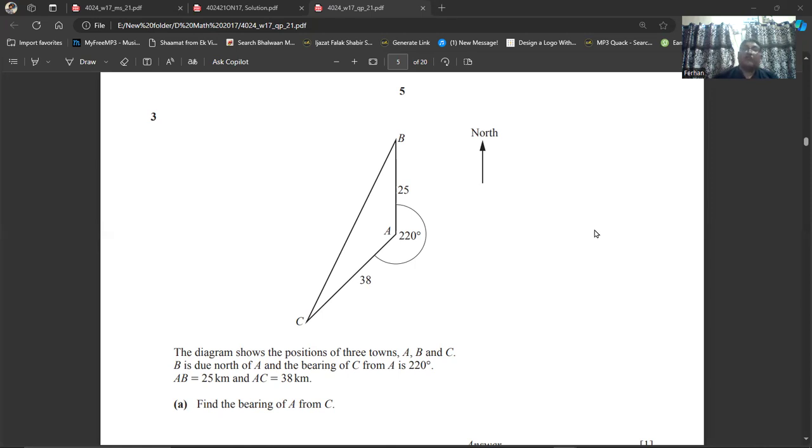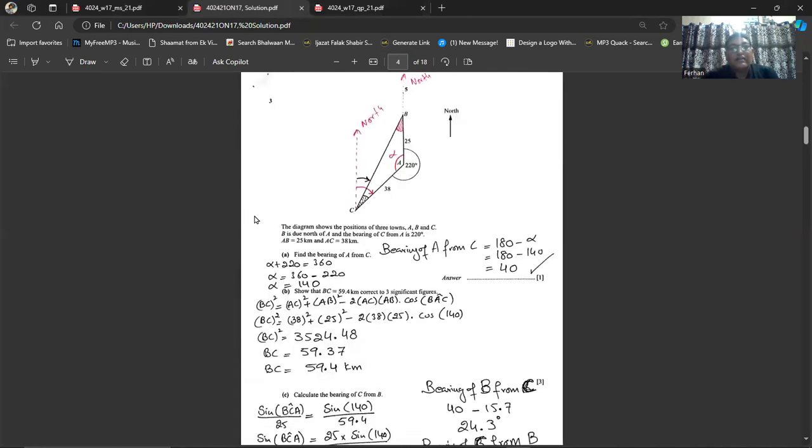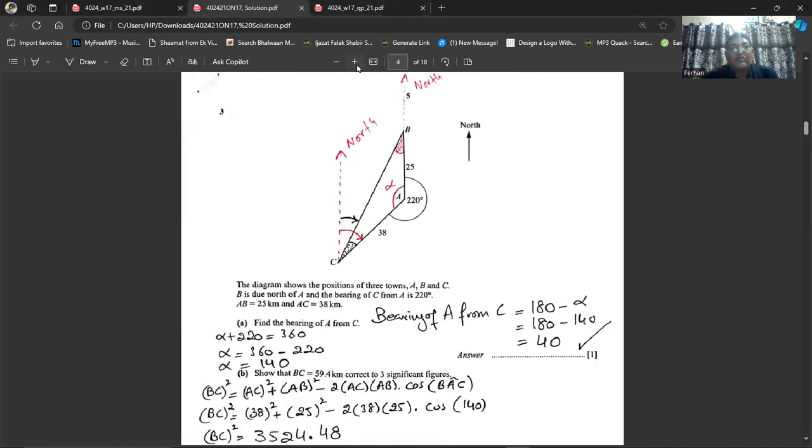You see, it's very simple. I will draw a north here. From that north, you have to go clockwise to the CA line. And if this is 220, I can find this angle. This angle will be 360 minus 220. Whatever will be this angle and this angle here with the north, those two angles will be allied angles to each other. So I can find that angle. Let me show you. This is how this is solved.